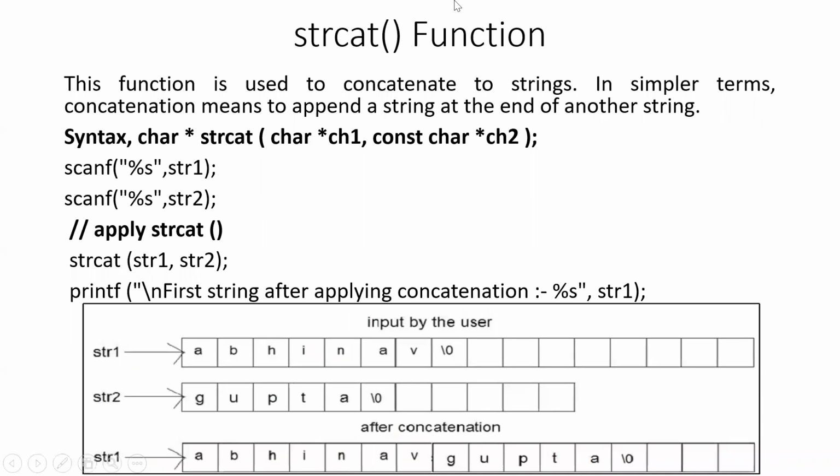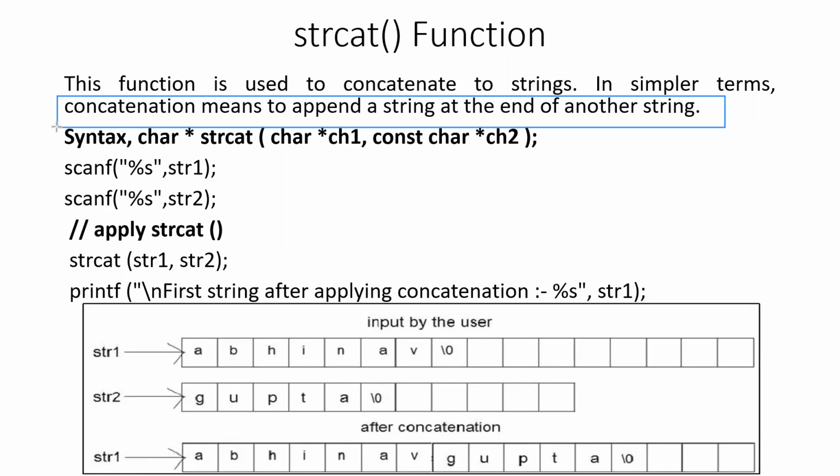The second library function is strcat. The strcat function stands for string concatenation. Now what does it mean? This function is used to concatenate two strings. What do we understand by concatenation of two strings? Concatenation means to append a string at the end of another string. So if you have two string values, we are going to append the value of the second string at the end of the first string. In simpler terms, add the content of the second string at the end of the first string.